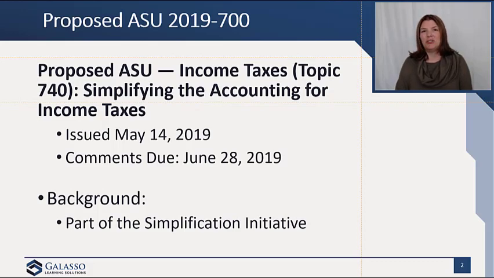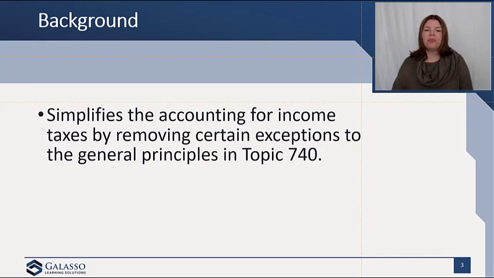Proposed ASU 2019-700 was issued on May 14, 2019, and comments are due June 28. So again, a very short period of time. This is part of the Simplification Initiative. As indicated, the goal here is not to make things more difficult. It's actually to take things that were identified as being difficult and make them easier.